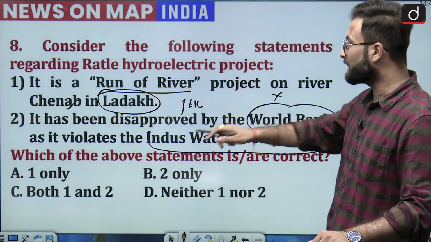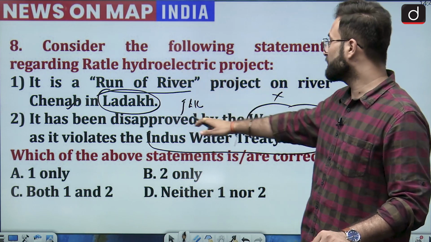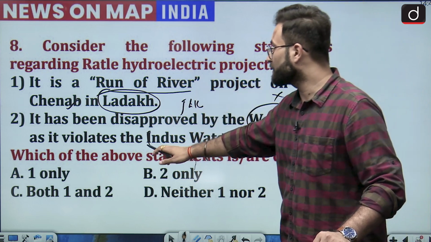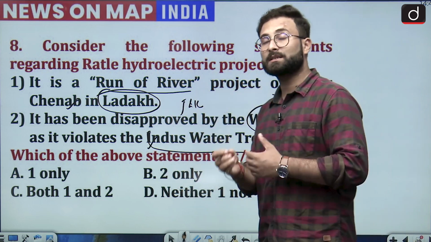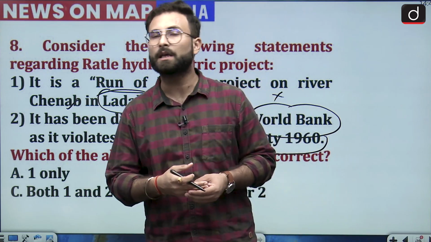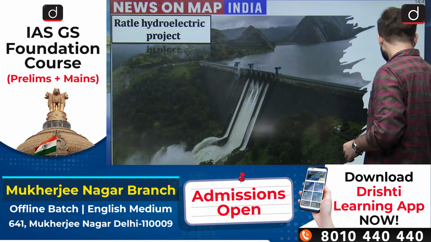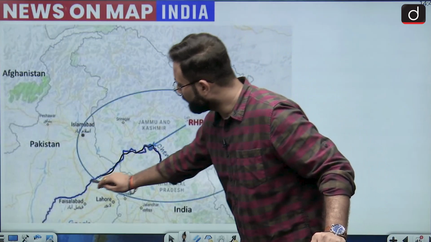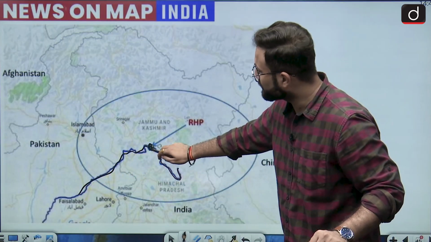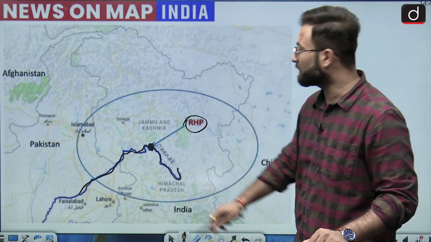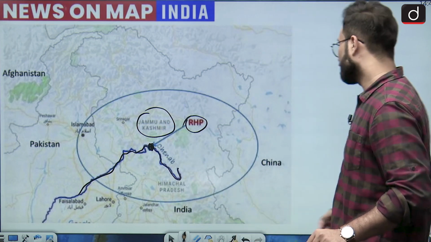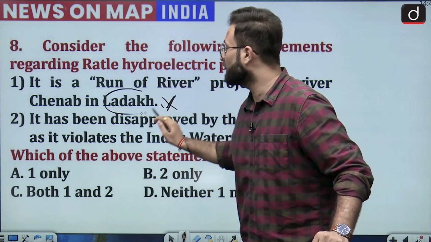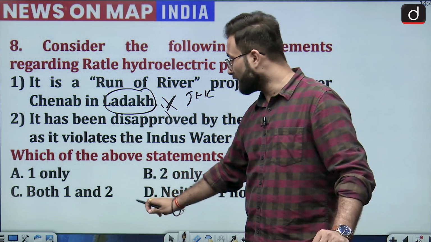Now second statement, this particular project has been disapproved by the World Bank. No, it has not been disapproved because it is not violative of the Indus Water Treaty, though Pakistan is saying that it is violative. Here you can see that is Ratle Hydroelectric project, and this is your Chenab river. In this particular area we have this Ratle Hydroelectric project, that is basically in Jammu and Kashmir. Now first statement is also incorrect because that is not in Ladakh, so option D would be your right answer over here.